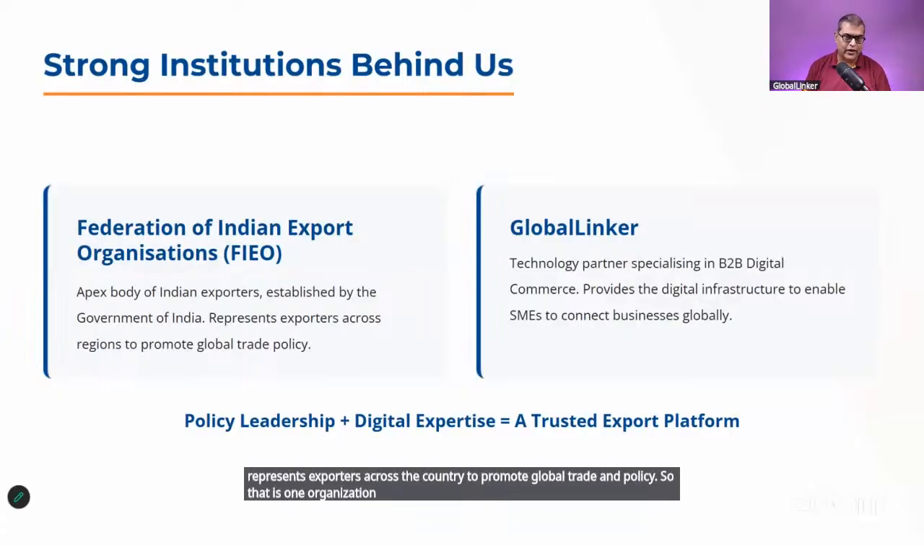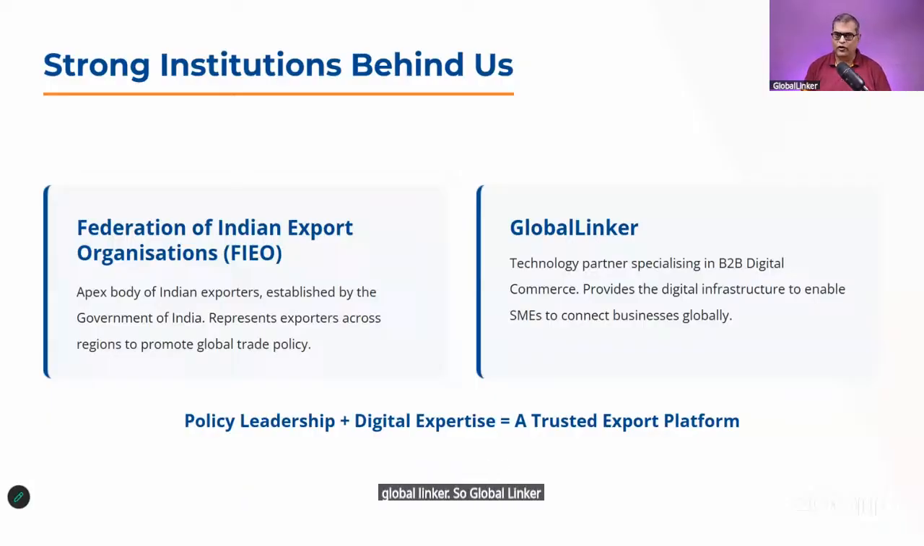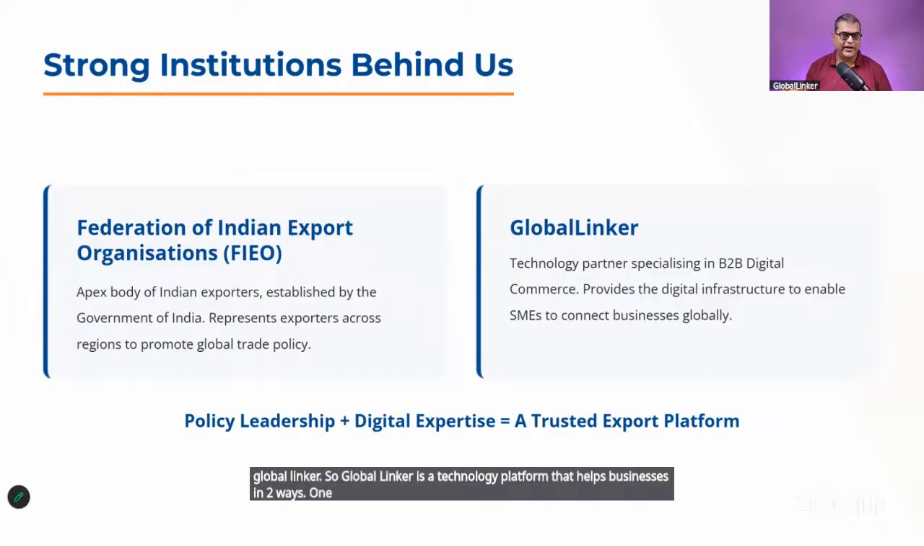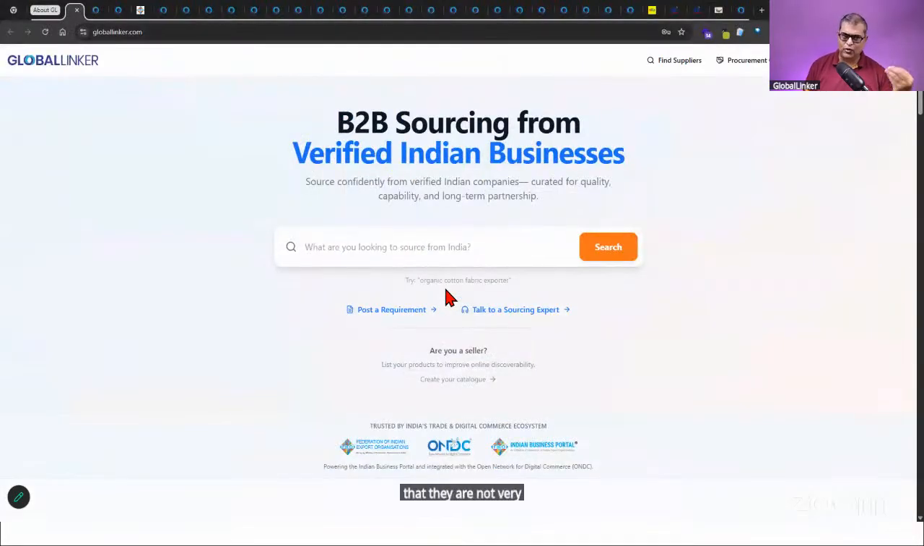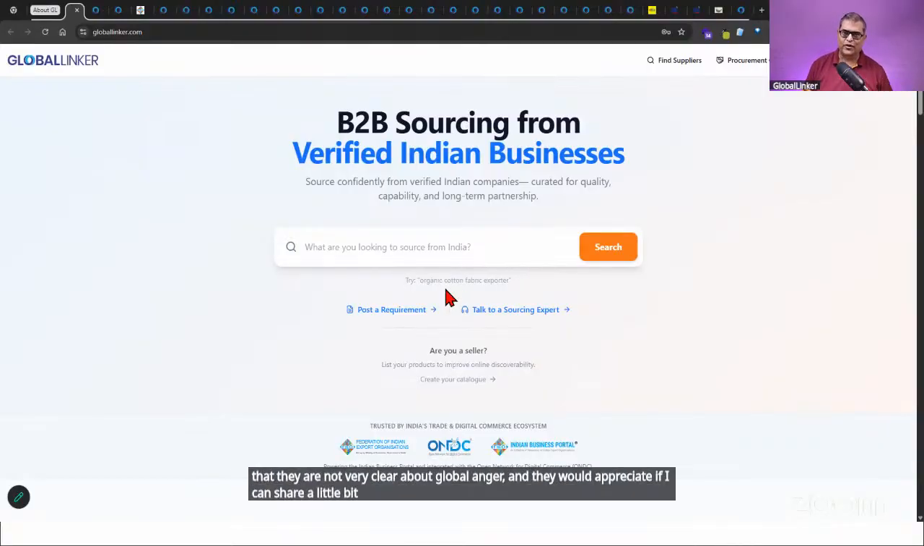The second organization is GlobalLinker. GlobalLinker is a technology platform that helps businesses in two ways. One is going digital and growing digital. And as I mentioned, a lot of participants have personally mentioned to me that they are not very clear about GlobalLinker and they would appreciate if I can share a little bit more information about it. So that's where I will take a minute or so of your time and quickly explain about GlobalLinker.